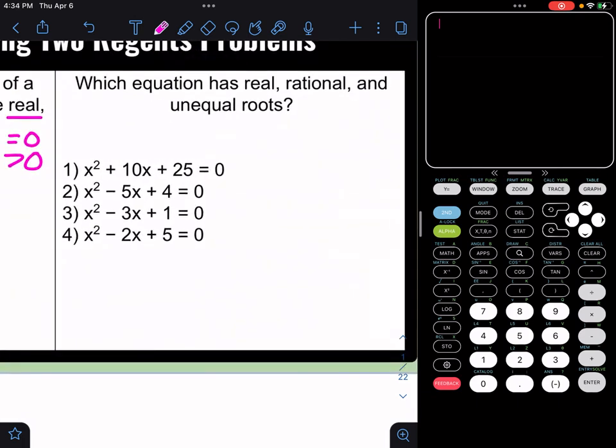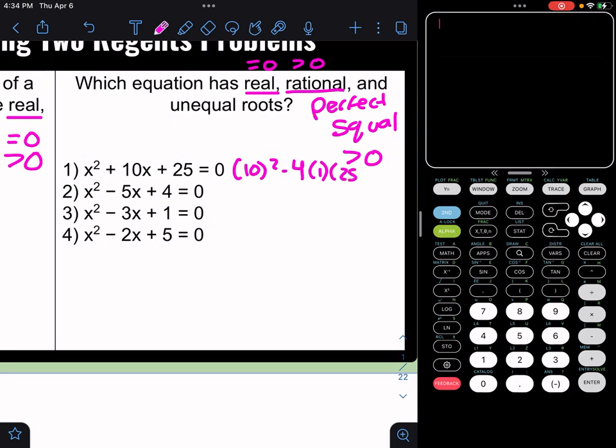Alright, now this one, which equation has roots that are real? Real means equal to 0 or greater than 0. Rational means it's going to be a perfect square. And unequal means it's going to be greater than 0. Alright, let's see. For number 1, b squared, so 10 squared minus 4, a is 1, and c is 25. Let's try typing this in. 10 squared minus 4 times 1 times 25 would be 0, not the answer I'm looking for.